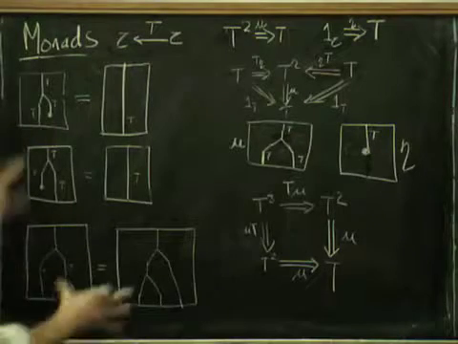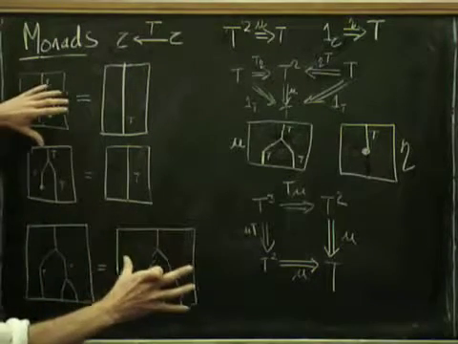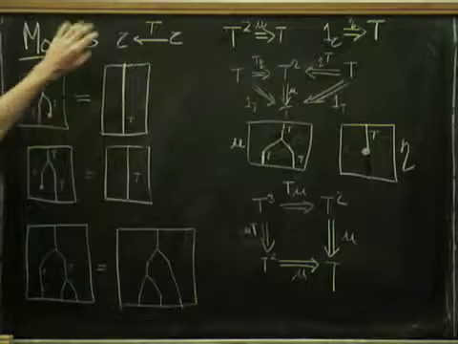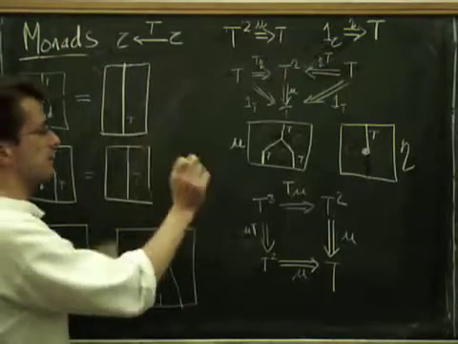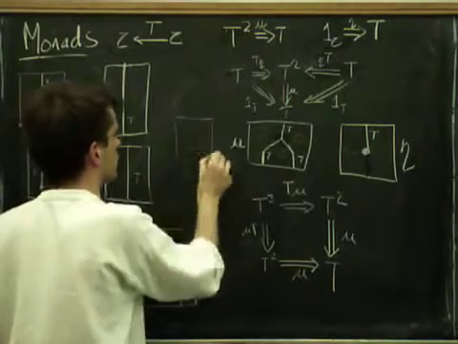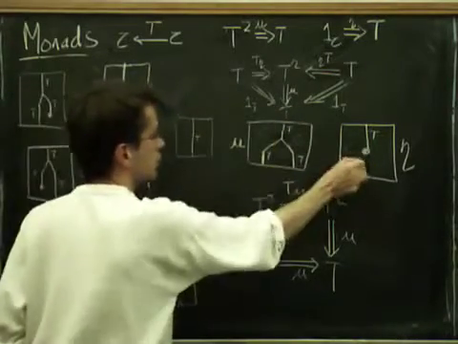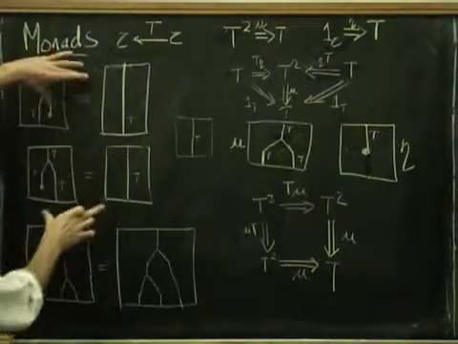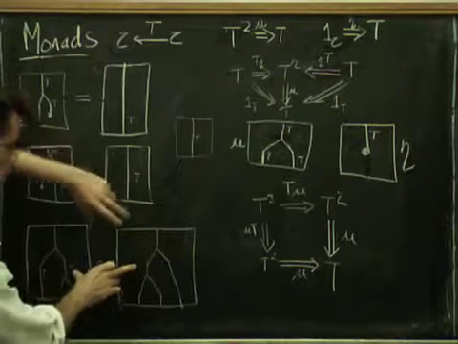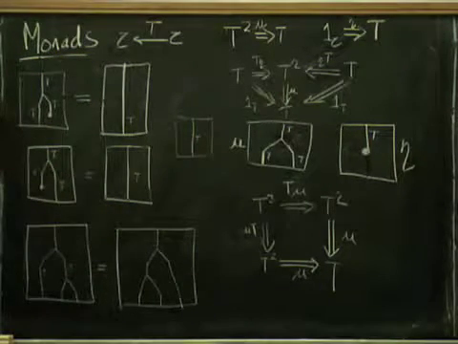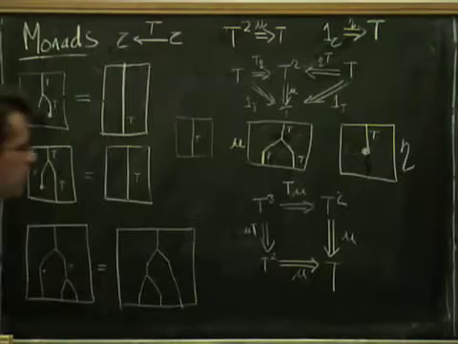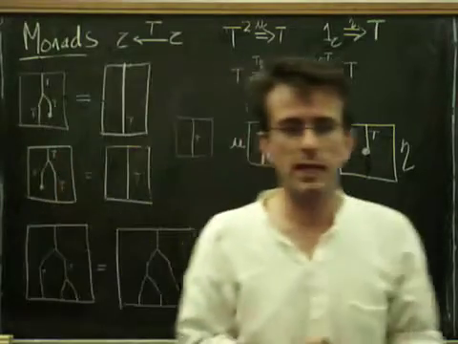So in our string diagram language, a monad is just some t, so I guess we could say we've got a t like this together with these two natural transformations and these nice, easy to remember graphical identities that are satisfied.